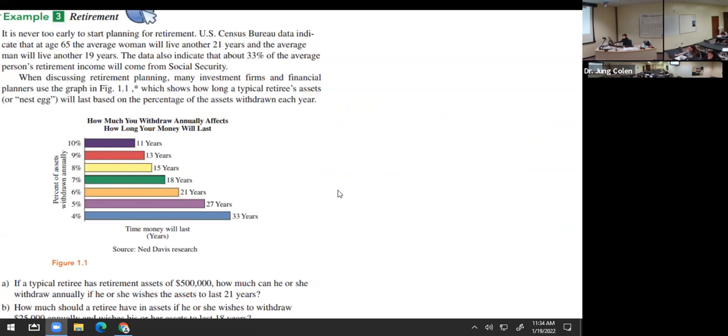Choose this one. How much should a retiree have in assets? Now we don't know how much asset we have, but that person wants to withdraw $25,000. $25,000 should be the withdrawn money to make it last 18 years. So we can take a look at 18 years, right? And we know the percent is there, which is 7%. So we're kind of going backwards, okay? So how would you solve this one?